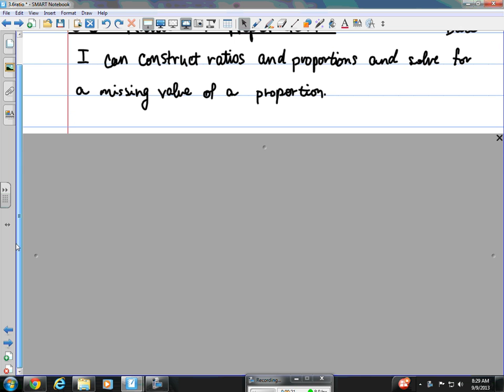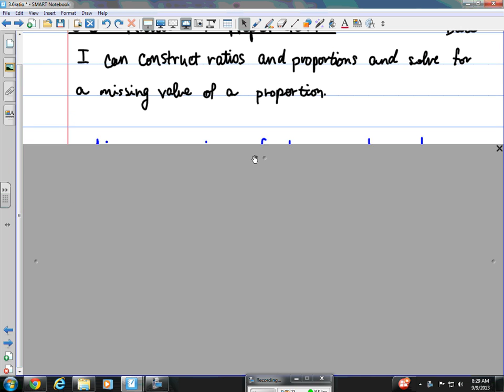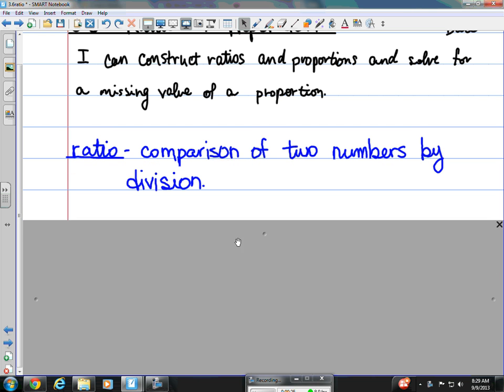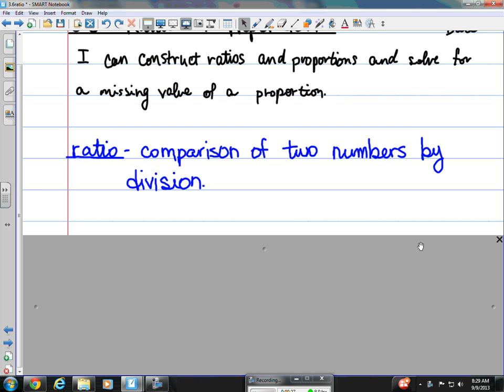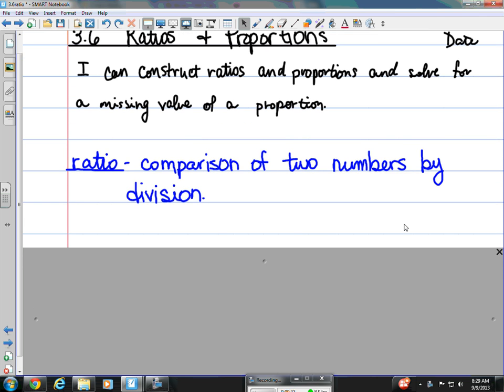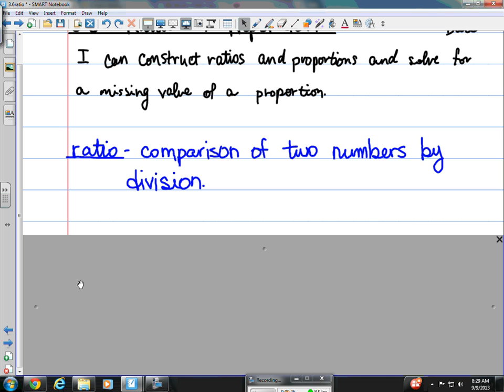Now, to start out with, we just have a couple of vocab words. Our first one is ratio, and ratio is a comparison of two numbers by division. Ratio is a comparison of numbers by division.